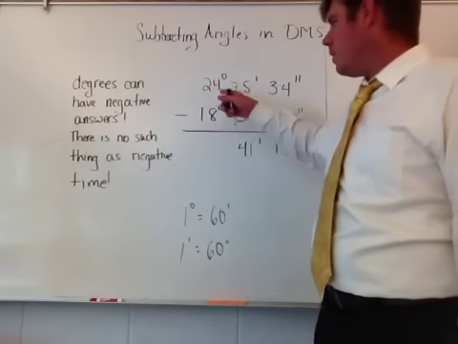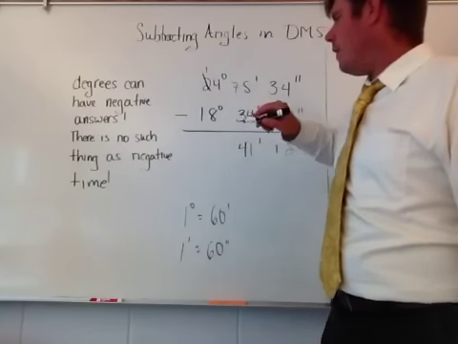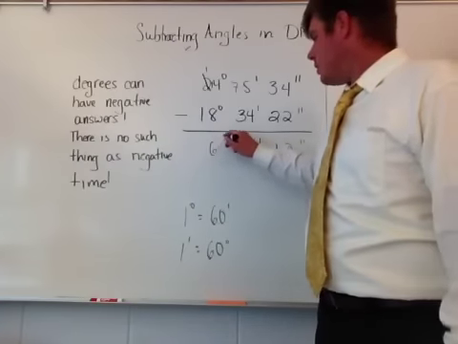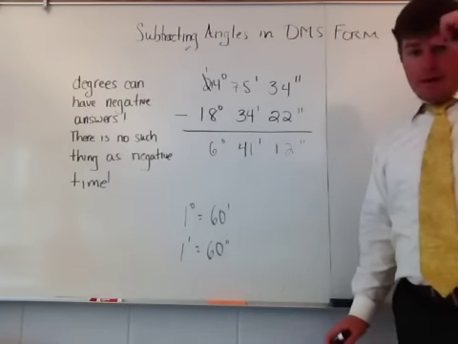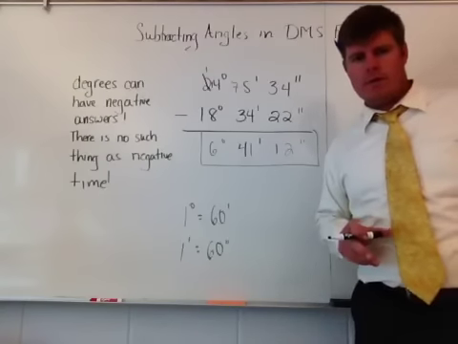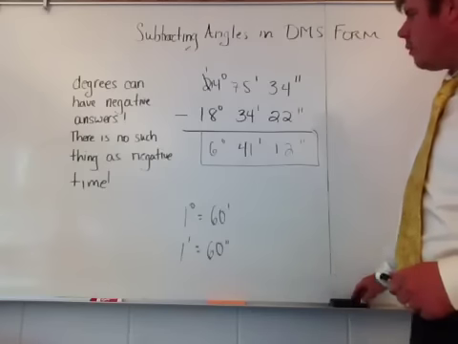And then I come over here. So 24 minus 18, so 4 minus 8, can't do, got to borrow the 1 there, which makes that a 14. 14 minus 8 is 6, so I get 6 degrees. So my final answer now is 6 degrees, 41 minutes, and 12 seconds. So I hope that helps with anything you're doing. Let me do another one here.